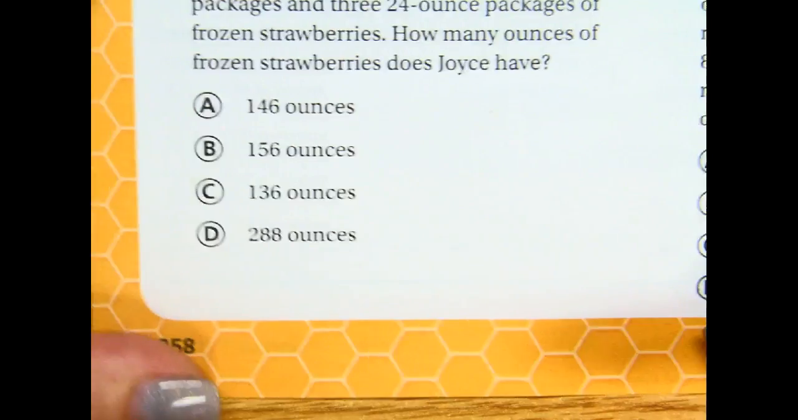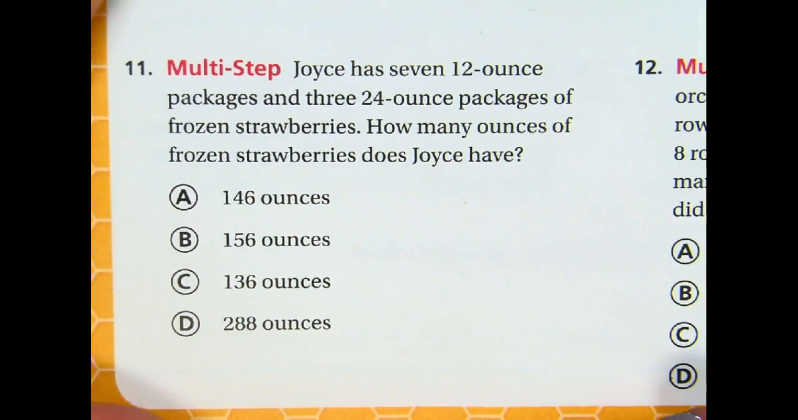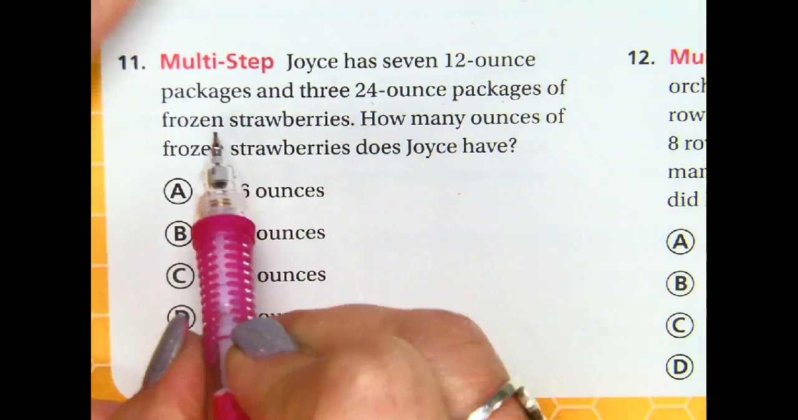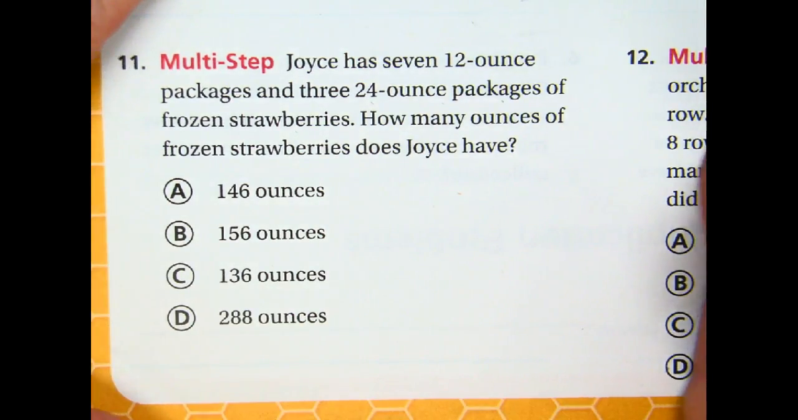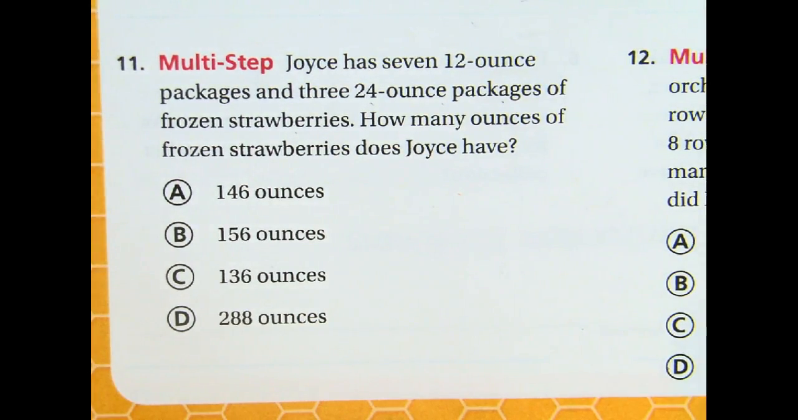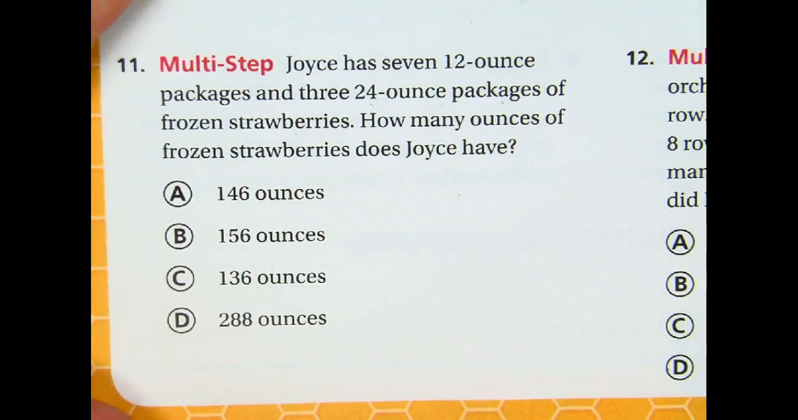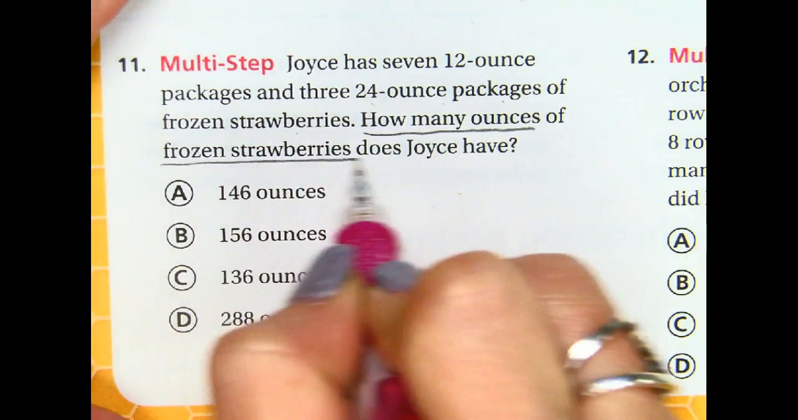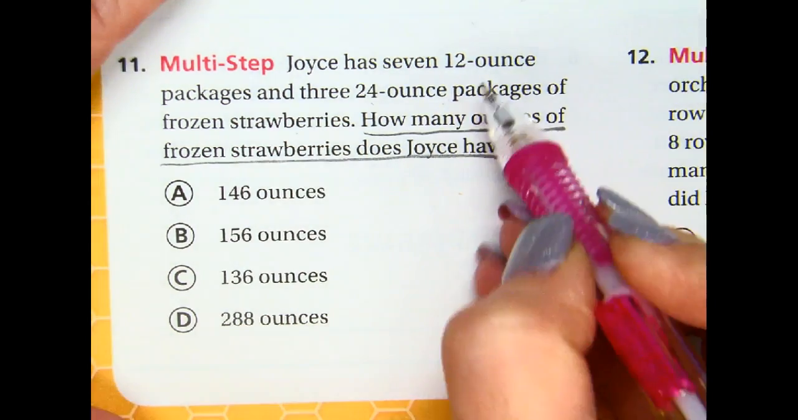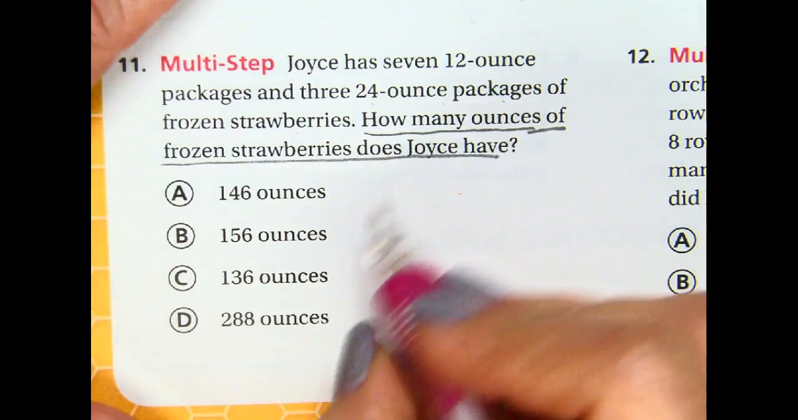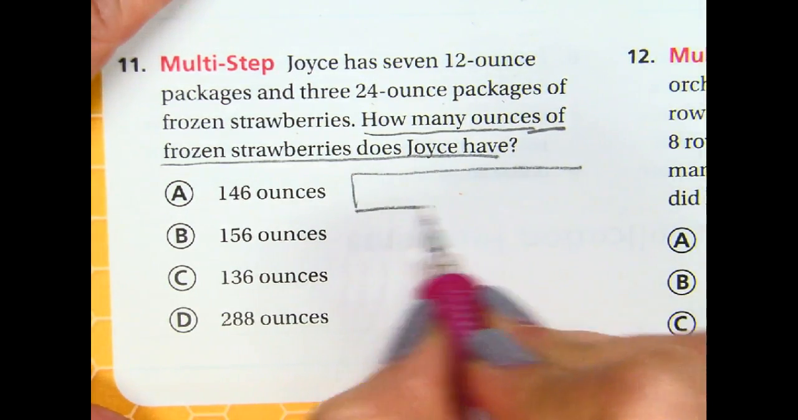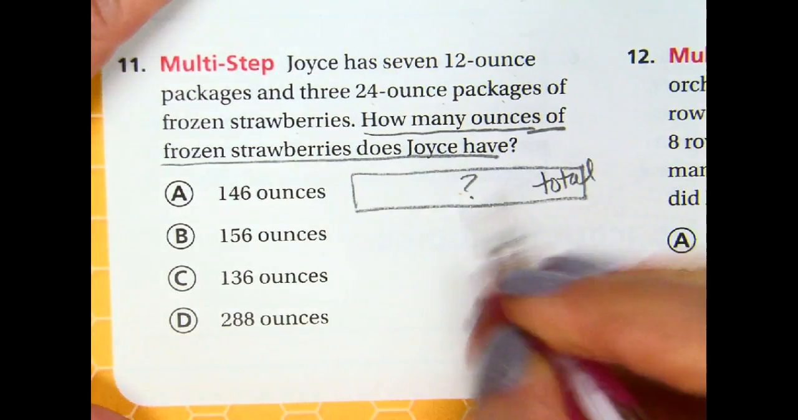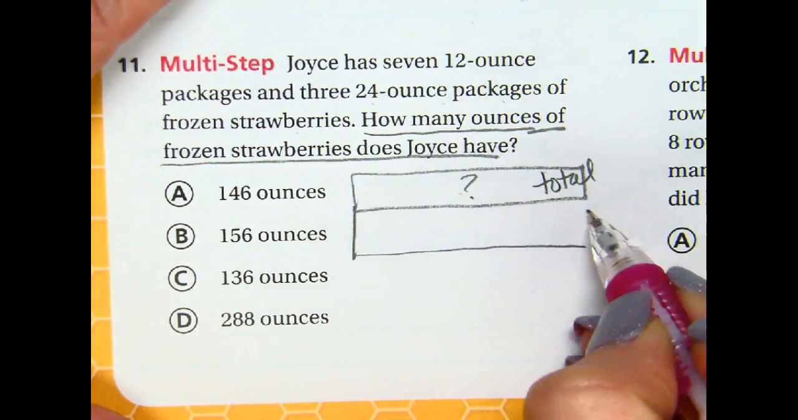Okay, so Joyce has 7 12-ounce packages and 3 24-ounce packages of frozen strawberries. So they come in different sizes. It's just like at the grocery store. If you look around, the grocery store is a great place to look at math. The question is, how many ounces of frozen strawberries does she have? So we know we have 2 types of packages. So let's go ahead, and we know we're looking for a total. This is our question mark. We have 2 types of packages.